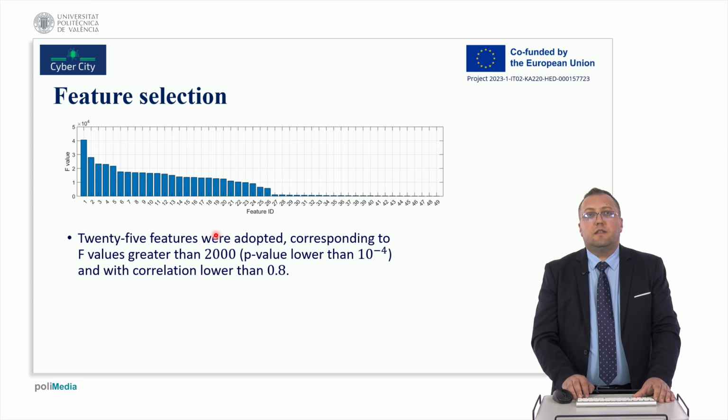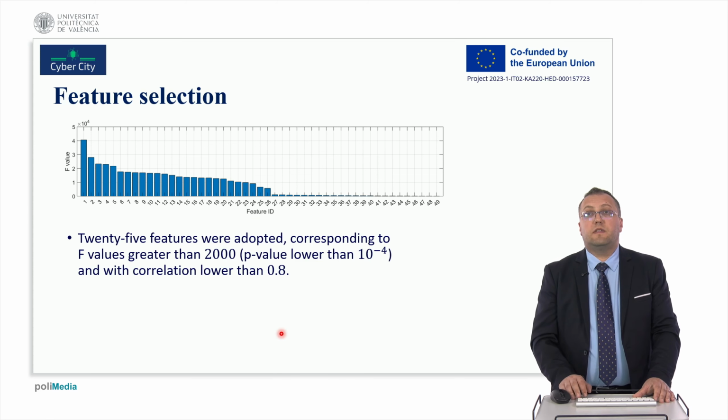After this analysis, just 25 features were adopted, corresponding to F values greater than 2000, for example, p values lower than 10 to the minus 4, and with correlation lower than 0.8. So we stop at this number.